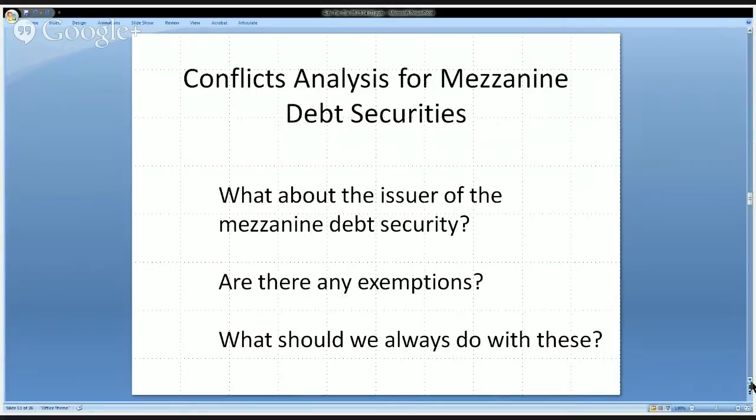But these mezzanine debt securities can never be publicly traded because they're negotiated, so therefore we don't have the exemptions available. That's exactly right, Patrick. Well, that simplifies things a bit. Yes, it does. And the last question that we have on here is there something that we should always do whenever we see these, even if you only see them once in your career.